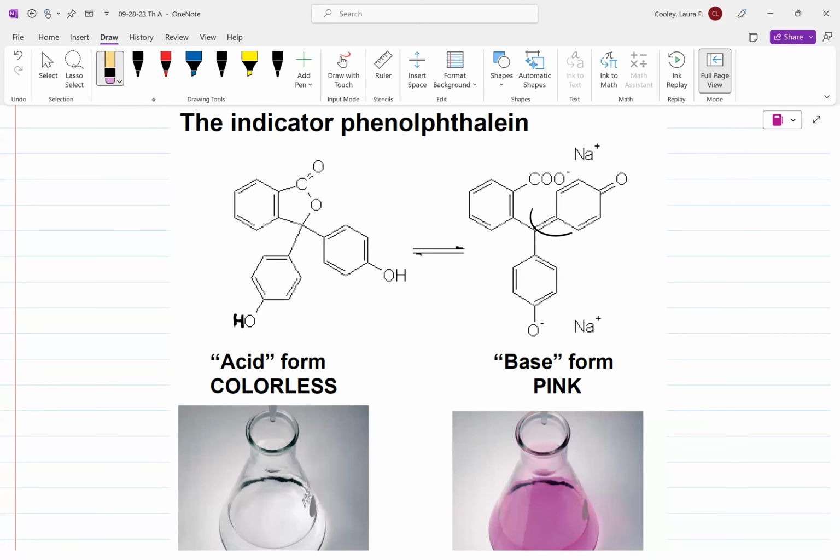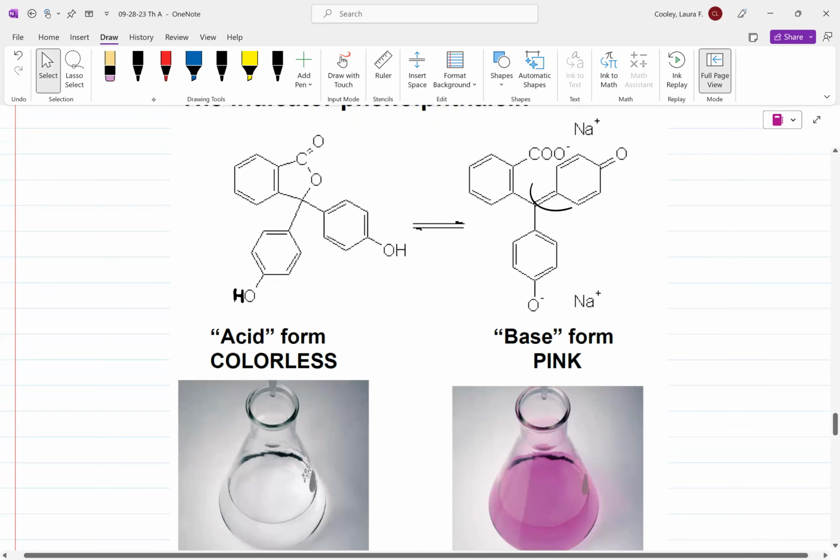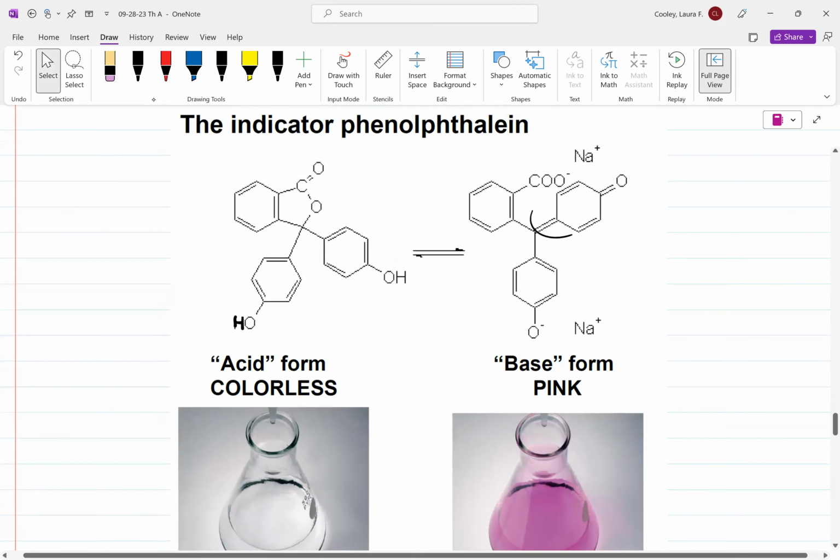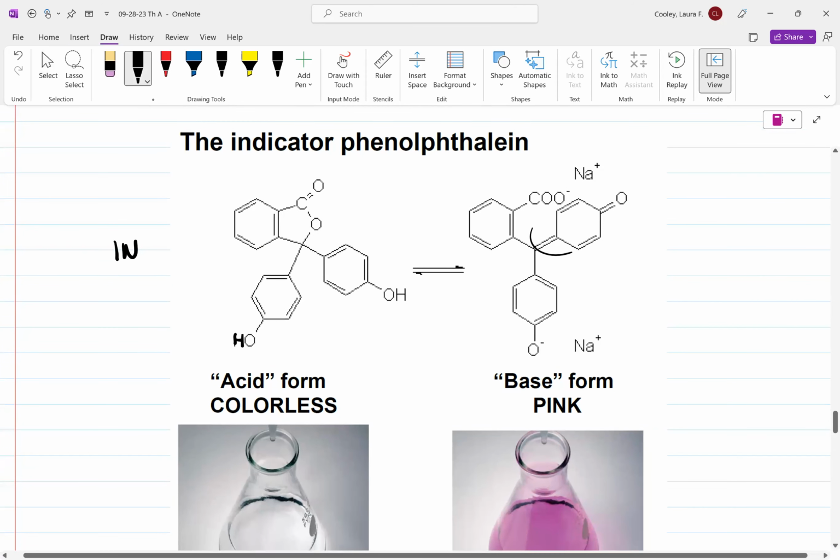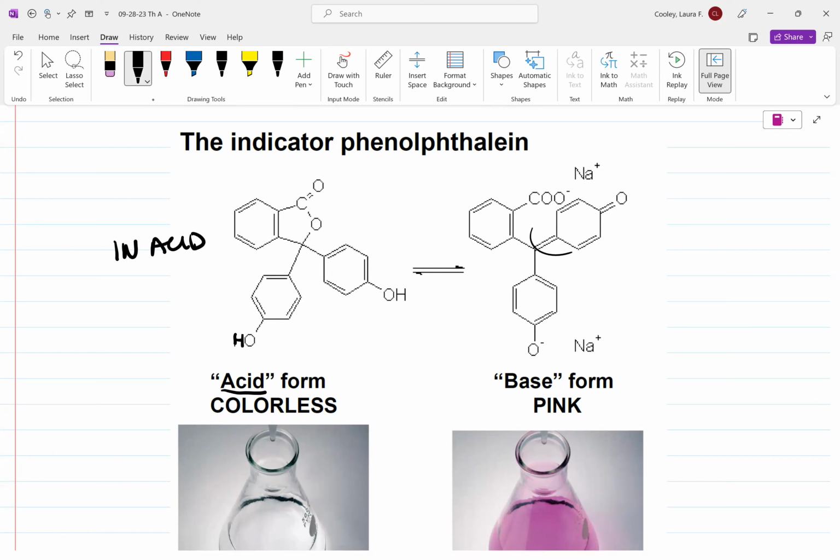And the structural difference causes the chemical to have a different color, because the color of the chemical has to do with the colors that the chemical absorbs. And the way a chemical absorbs depends on its structure. So if it absorbs different colors, it will transmit different colors, and it'll have a different color. So the important thing to notice here is that in acid, so this is the acid form, it has an H here, and this is what it looks like in base.